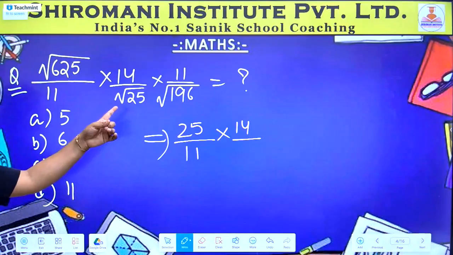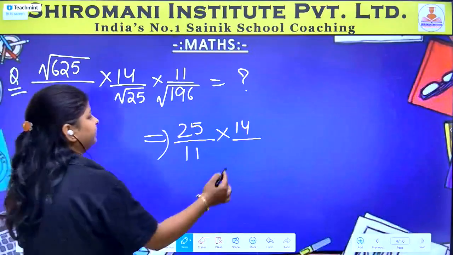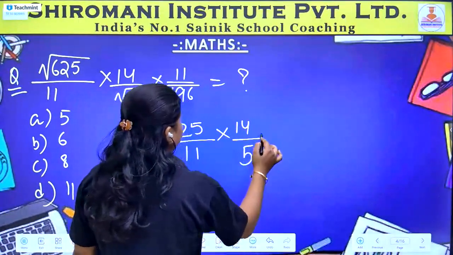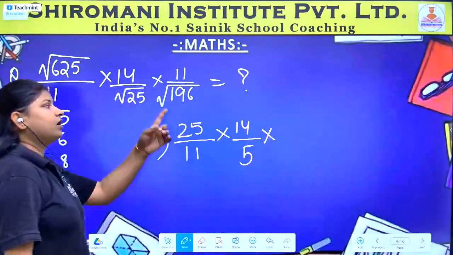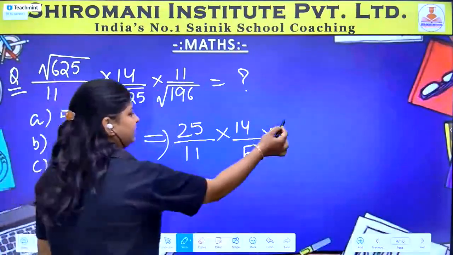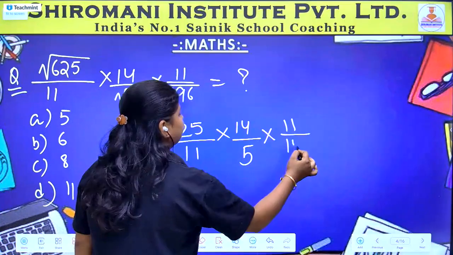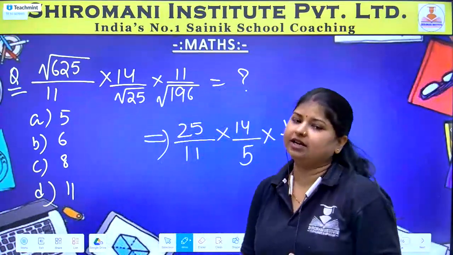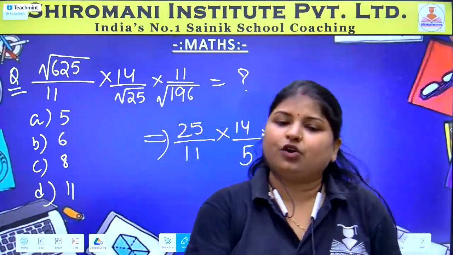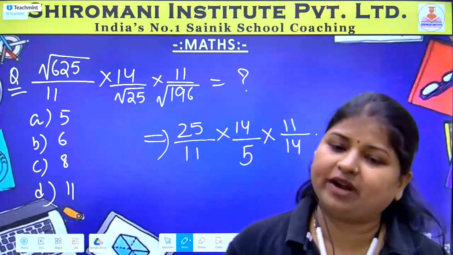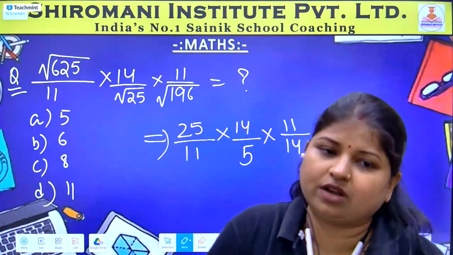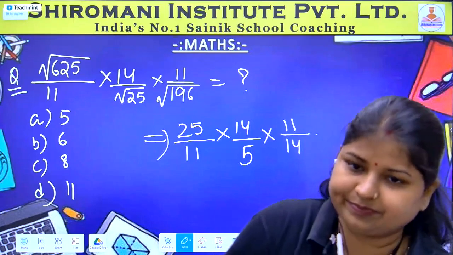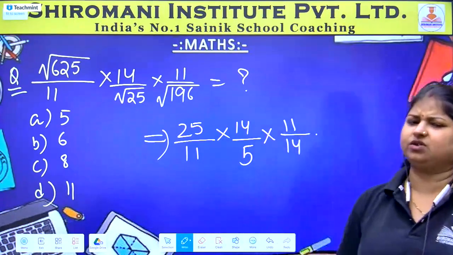The square root of 25 I can write as 5, and 11 the same. The square root of 196 is 14. Mognesh, this was in the last class. I wrote the square roots of 1 to 20 and I asked each one of you to learn it, right? In the very first class of squares and square roots.